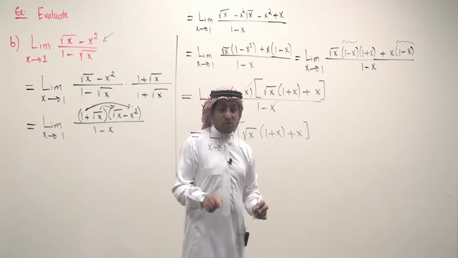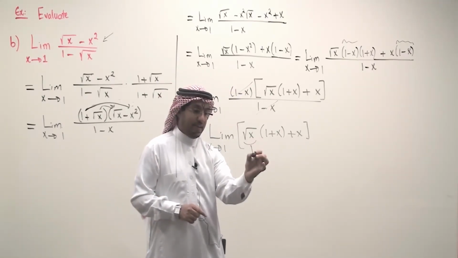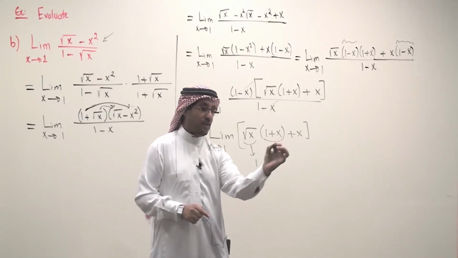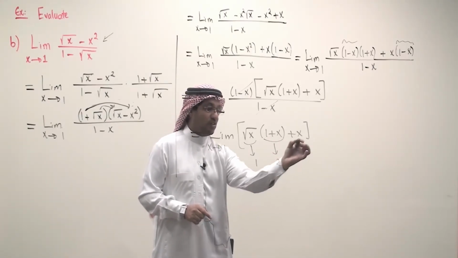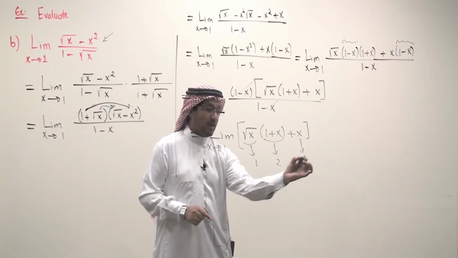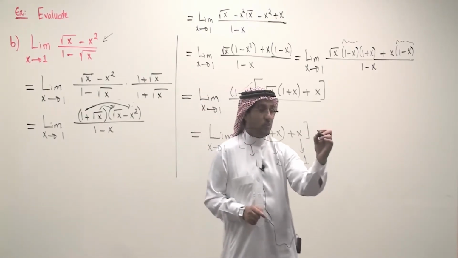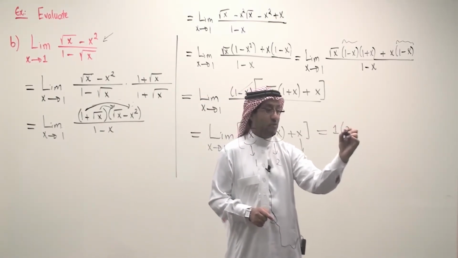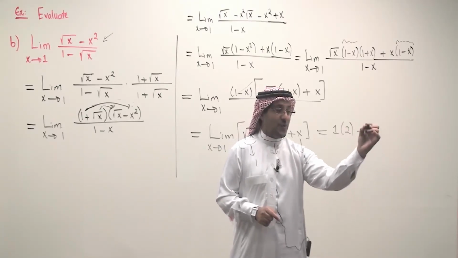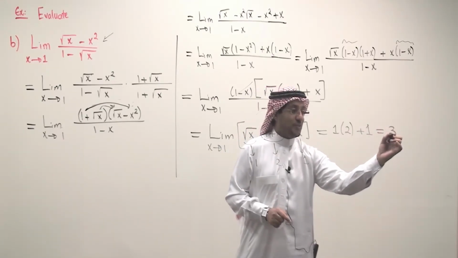Now, as x goes to 1, this quantity is going to go to 1, this quantity is going to go to 2, this quantity is going to go to 1. So 1 times 2 plus 1. So it will be 1 times 2 plus 1, which is equal to 3.